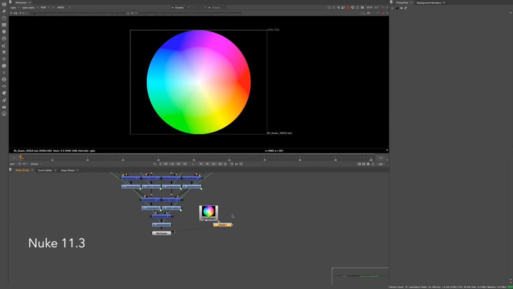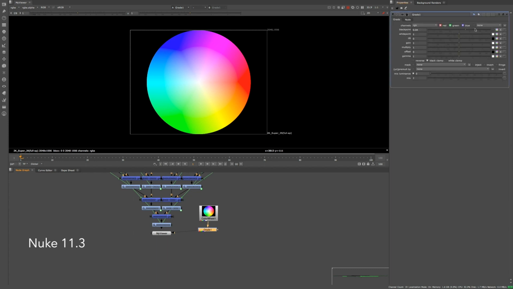And in Nuke 11.3, you can see that the refresh rate of the UI is very slow. Moving nodes around the graph is very sluggish. And when I move sliders, the viewer doesn't update in real time.